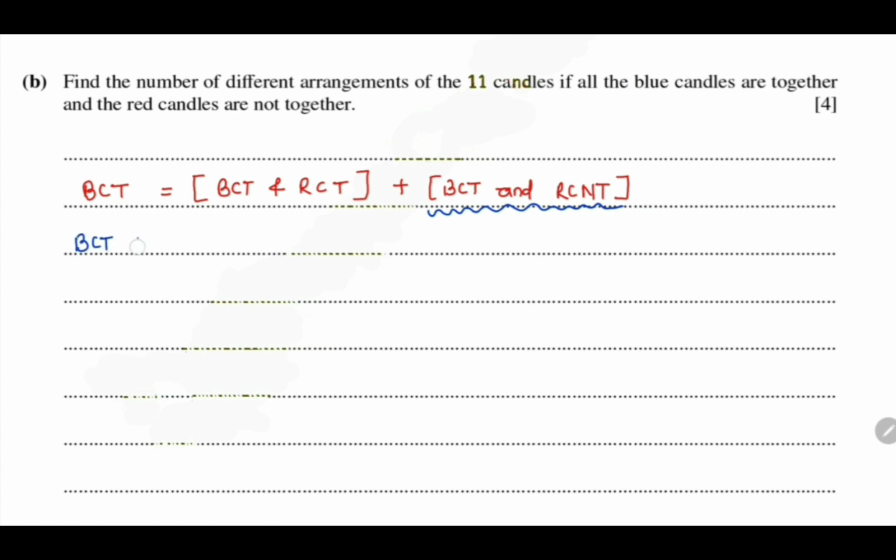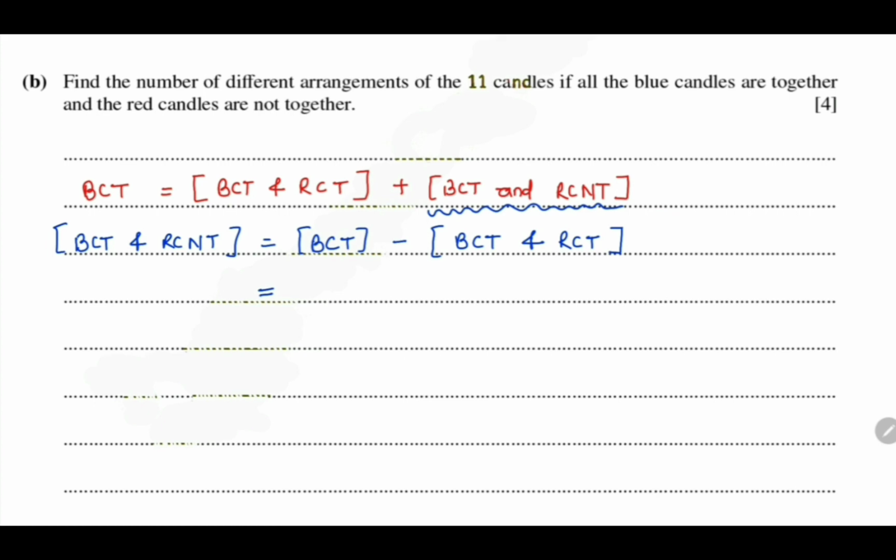Blue candles together and red candles not together equals the number of arrangements of blue candles together minus blue candles together and red candles together. We cannot directly find the number of arrangements for red candles not together. So for blue candles together, how many?